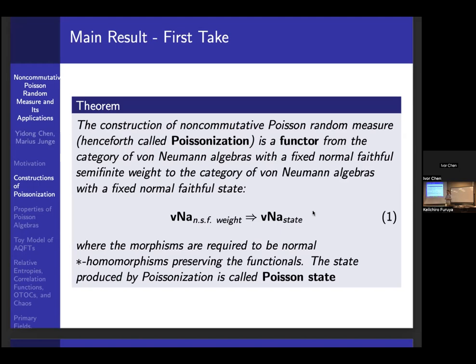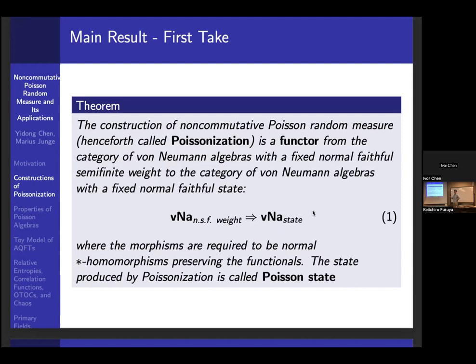That's it. And you spit out, as the category outcome, also von Neumann algebras, the category of von Neumann algebras, but now with a normal faithful state. The linear functional is bounded. Let's just say that's what states are for now. Well, I told you what the objects are in the category. What are the morphisms? The morphisms are normal star homomorphisms that preserve the functionals. Preserve the weight, preserve the states. And this functor is what Maurice and I call Poissonization. That's the outline. If you understand nothing, this is a slogan. That's what Poissonization does.